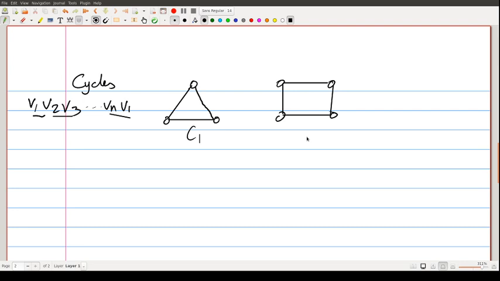Do they use that notation? Yeah, sorry, this is C3 actually. So this is C3, this is C4. Any confusions? Is that clear?